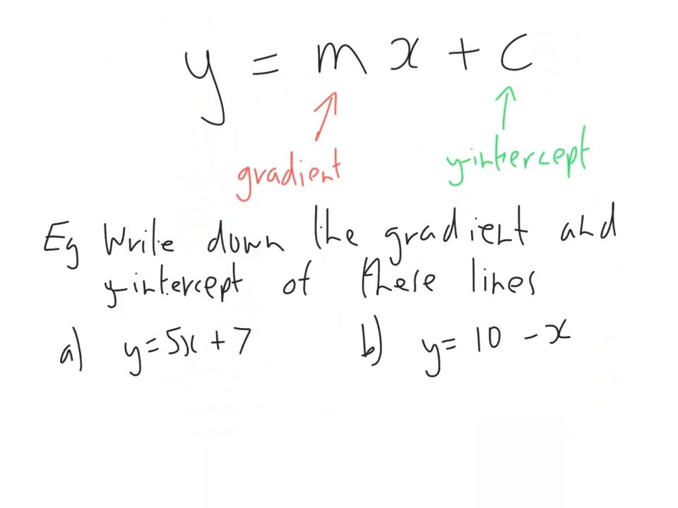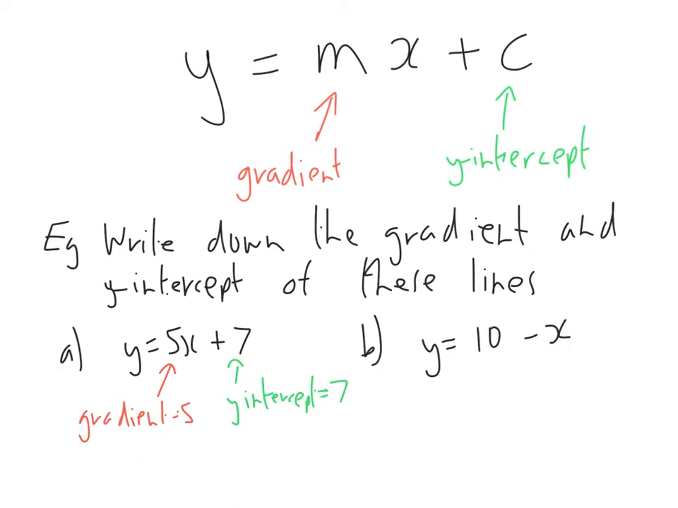So if you take this example down in your notes, write down the gradient and y-intercept of these lines. The first line tells you to get the y value, it's equal to 5 times the x value plus 7, and that's generally how you would generate points. But this number here tells you that the gradient is 5, and the number here tells you that the y-intercept equals 7.